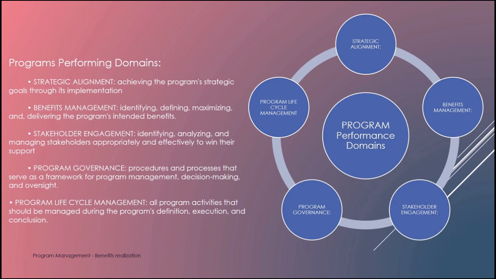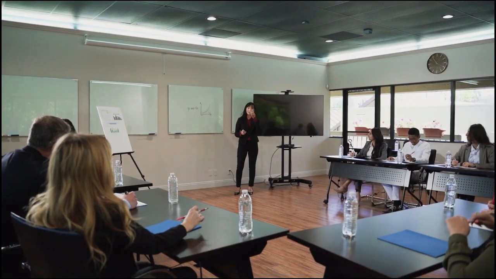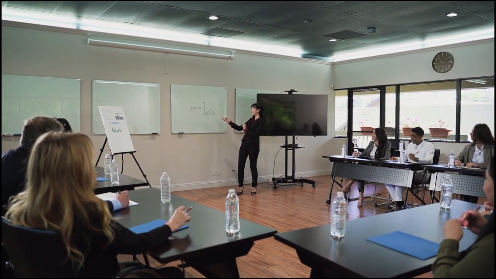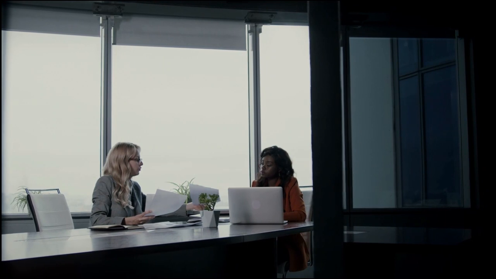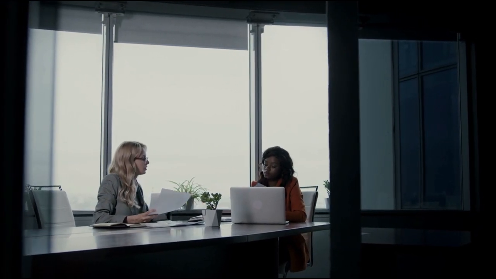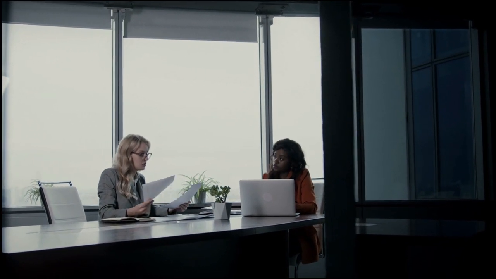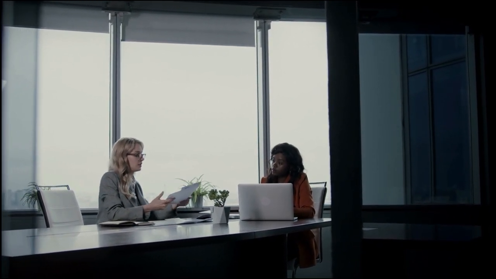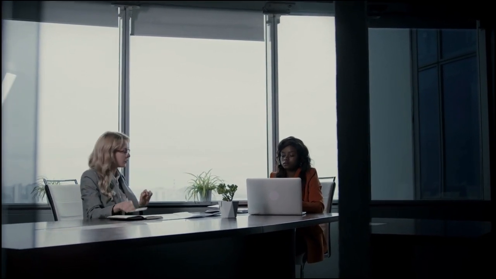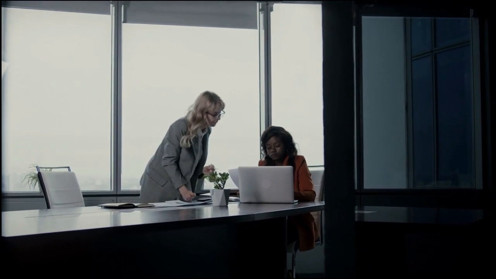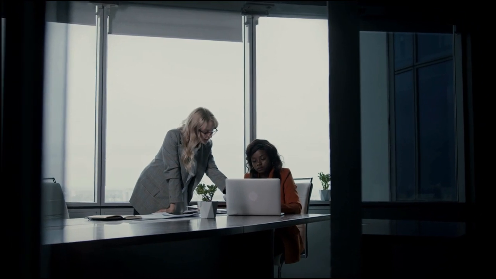Program benefits forecasting. How can program benefits be determined and defined? To find and define program benefits, the following actions should be undertaken. Identify and quantify the anticipated business benefits. Identify and develop processes, metrics, and key performance indicators, KPIs, to monitor and measure benefits delivery. Develop a monitoring system to record the program's progress so that it can be communicated to relevant stakeholders.